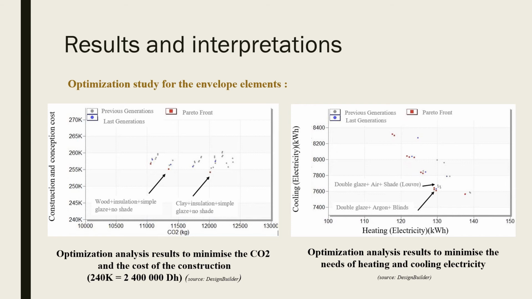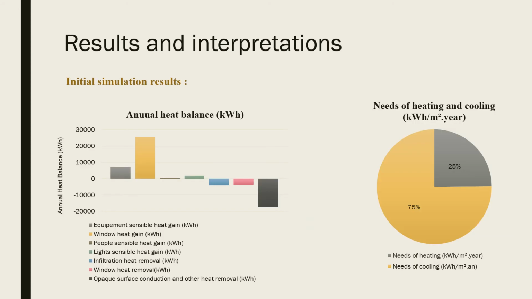The result of the optimizations showed that the clay or earthen material provides natural insulation. The second one showed the importance of the shading and double glazing. The initial simulation shows a significant annual heat gain by the windows. It also highlights the cooling needs that can reach 111 kWh per meter square per year.